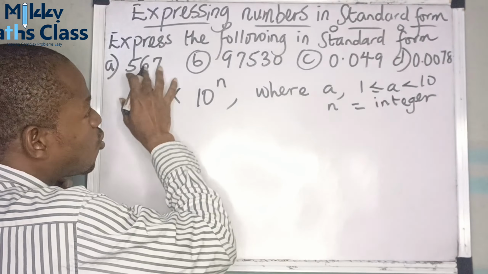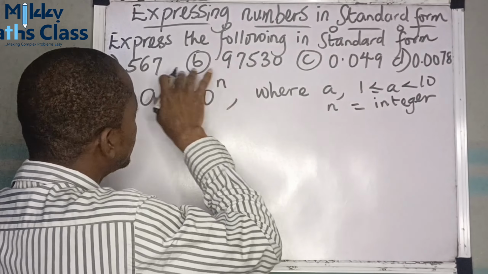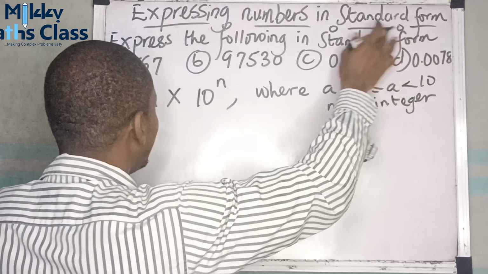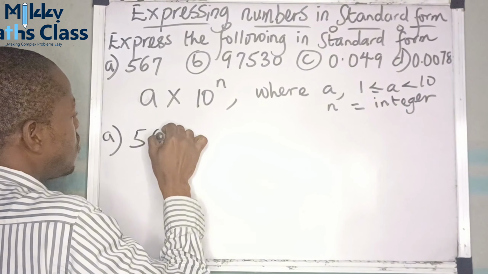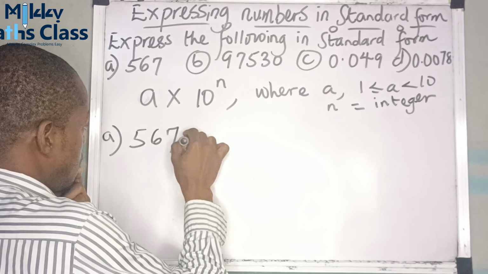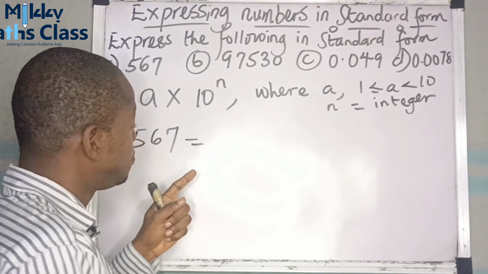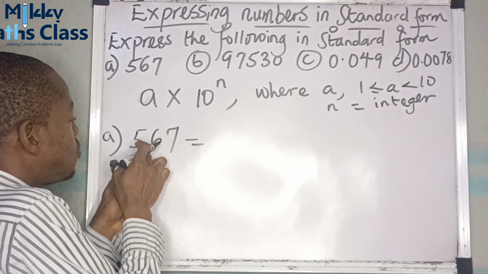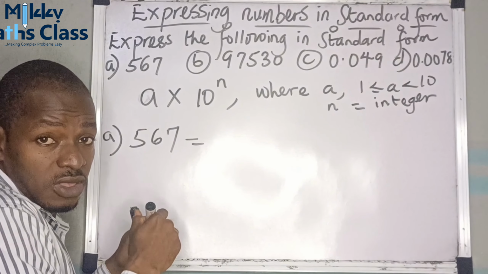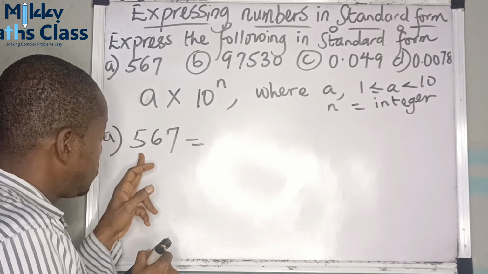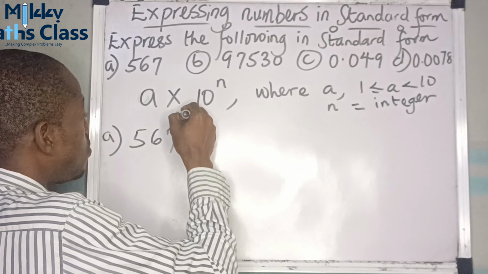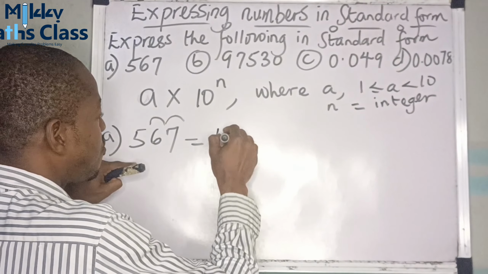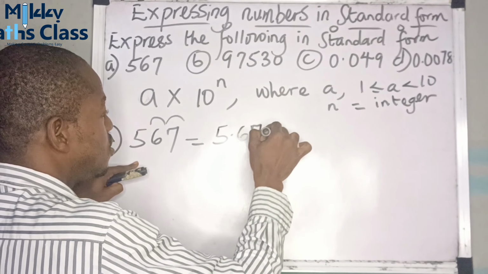So let's look at this first set of questions. It says express the following in standard form. The first one, 567, in standard form. Now what do we do? We take the decimal point to be between these numbers, so that there will be one digit to the left of the decimal point. So it goes here, 1, 2. So this is 5.67 times.